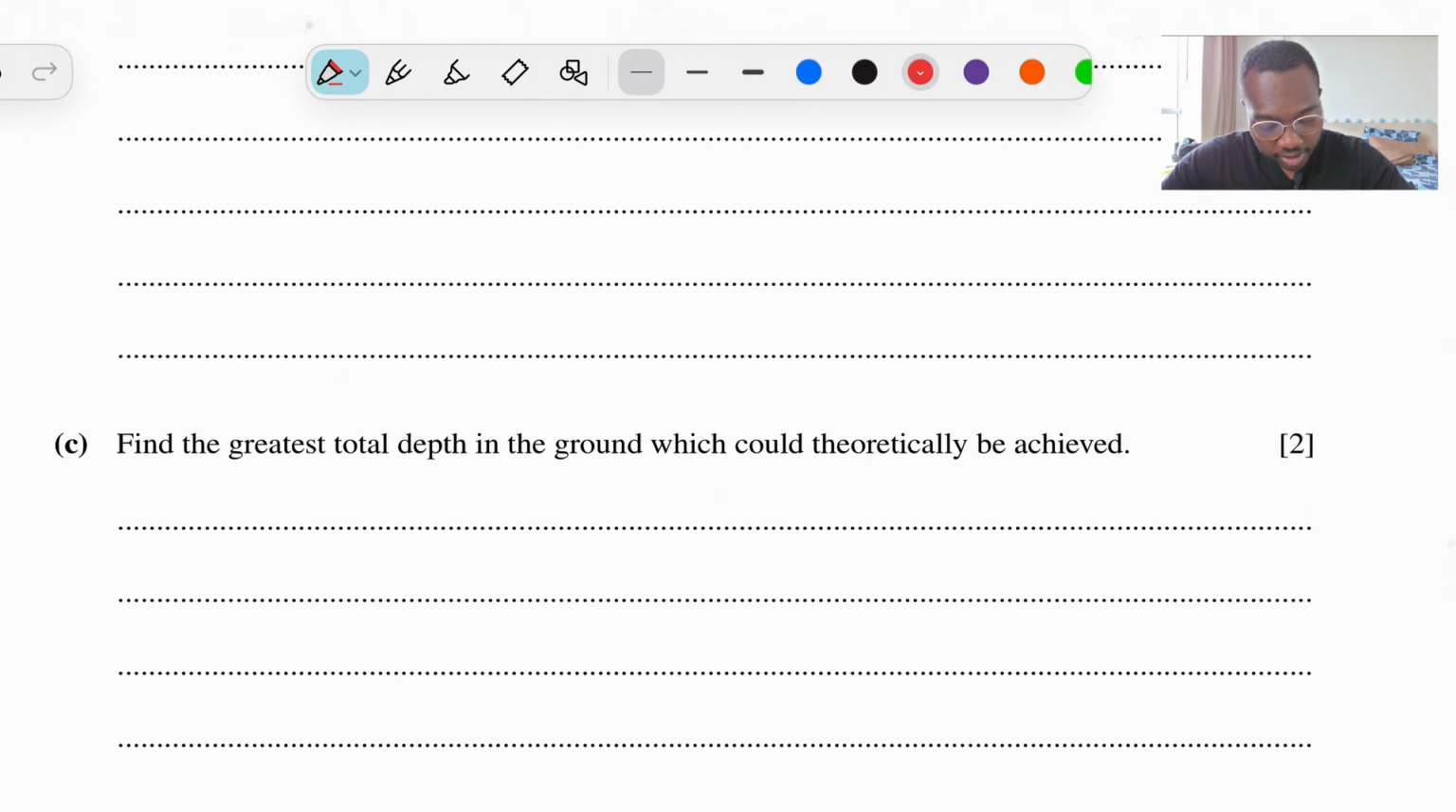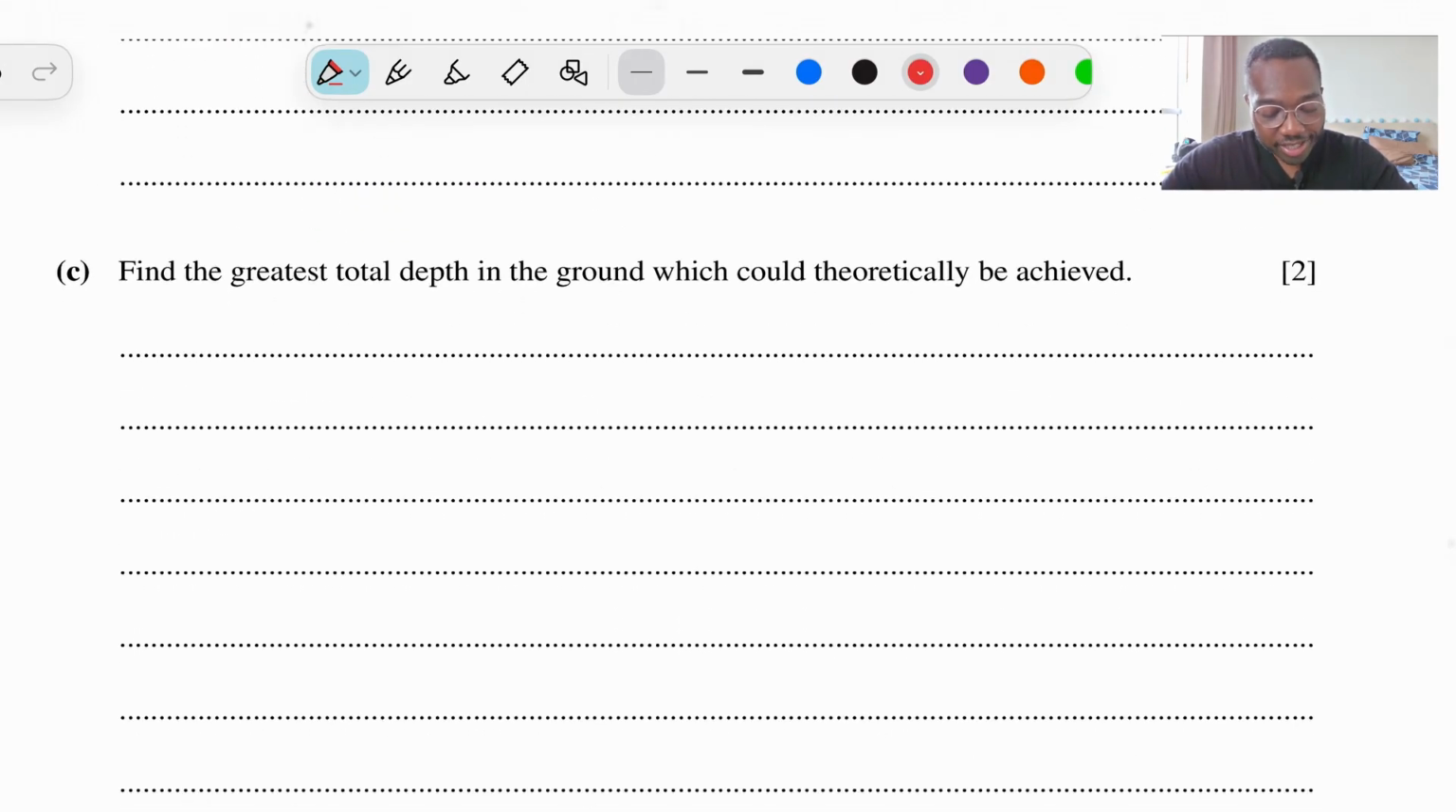And then for part C, it says find the greatest total depth in the ground which could theoretically be achieved. So with this one, you would do the sum to infinity. The equation for that would just be a1 over 1 minus r. So that is a1, which again we know is 50, over 1 minus 4/5.